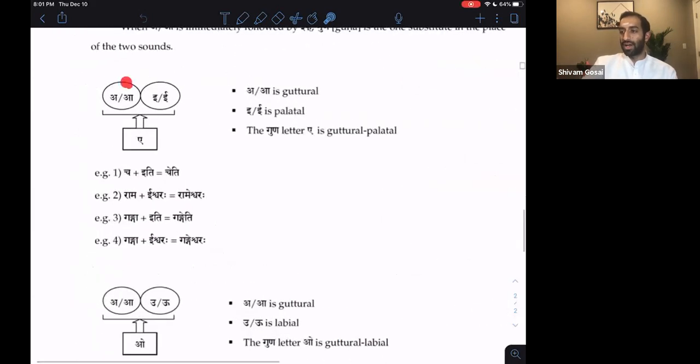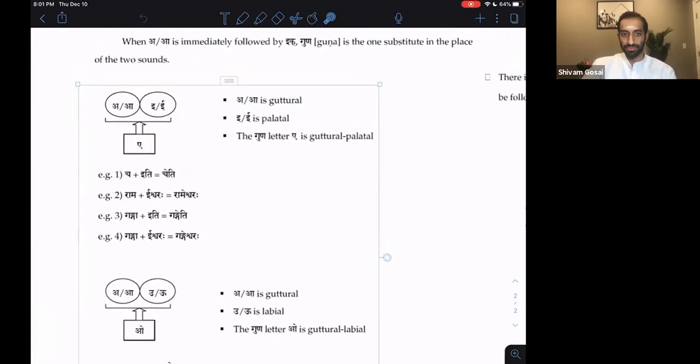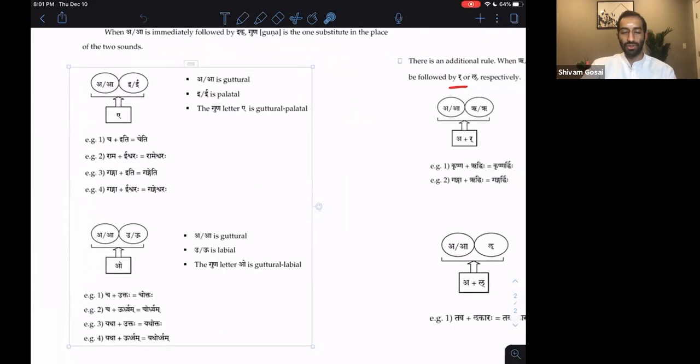So when I have a or a followed by E or E, they become A. So a plus E becomes A. Cha plus iti becomes cheti. Rama plus Ishvara, Rameshvaraha. This is our guna: avarna, and then any of those simple vowels.